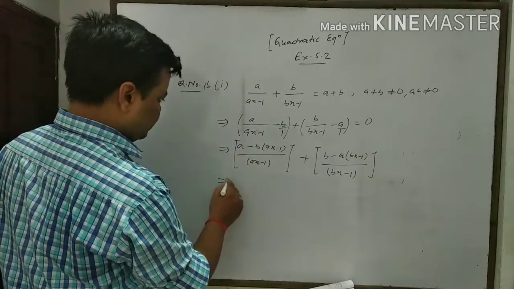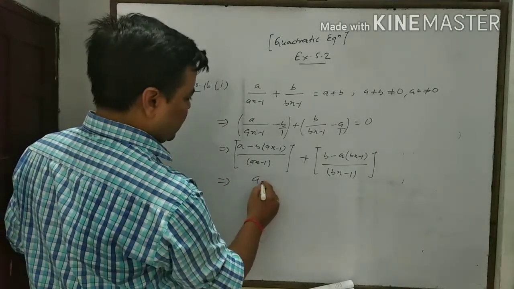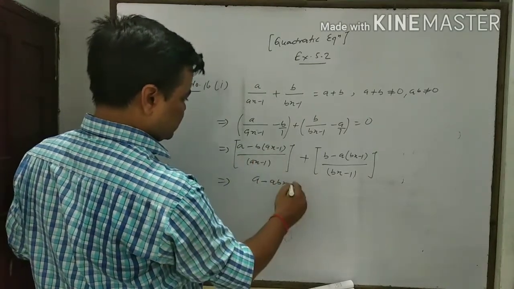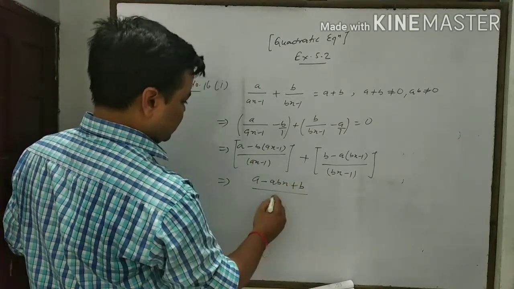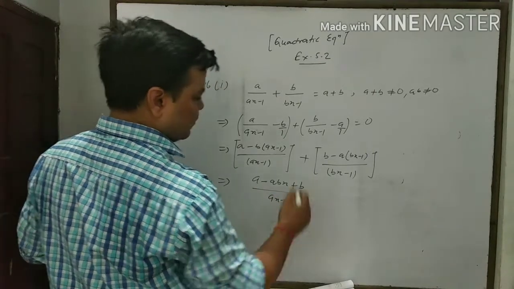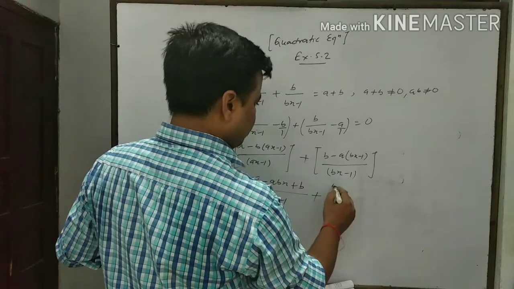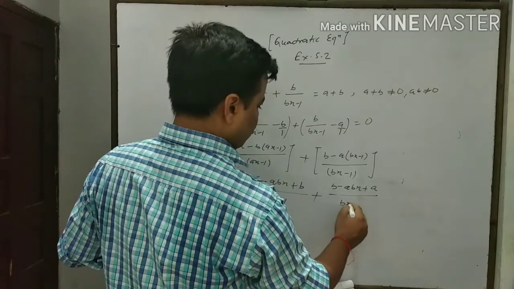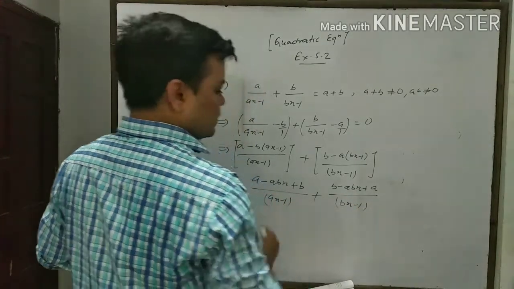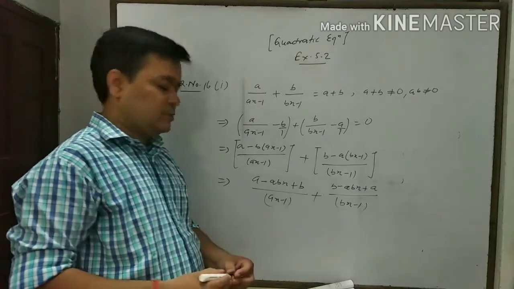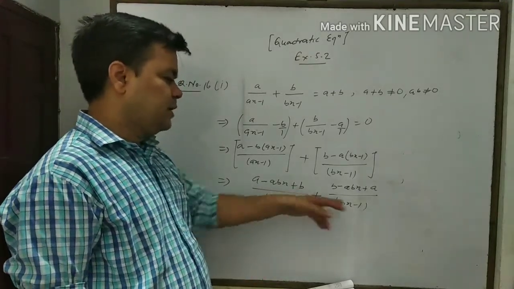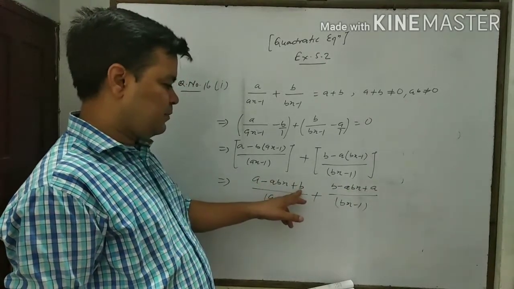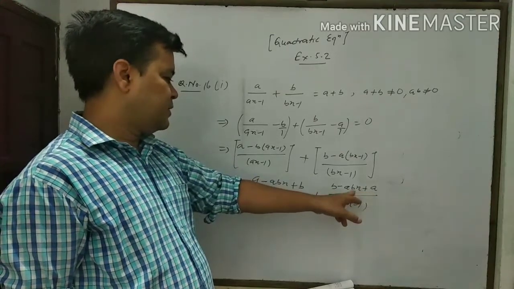Now we multiply, then it will be a minus abx, a minus abx minus plus b, and denominator ax minus 1. And here plus, it will be b minus abx plus a upon bx minus 1. See carefully, the denominator is different, but the numerator is the same in both terms. In the first term, a minus ab plus b, and in the second term, a minus ab plus b.